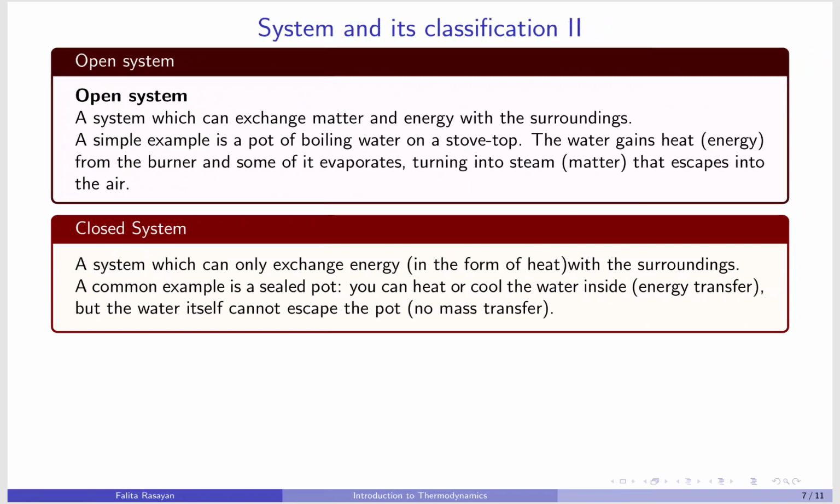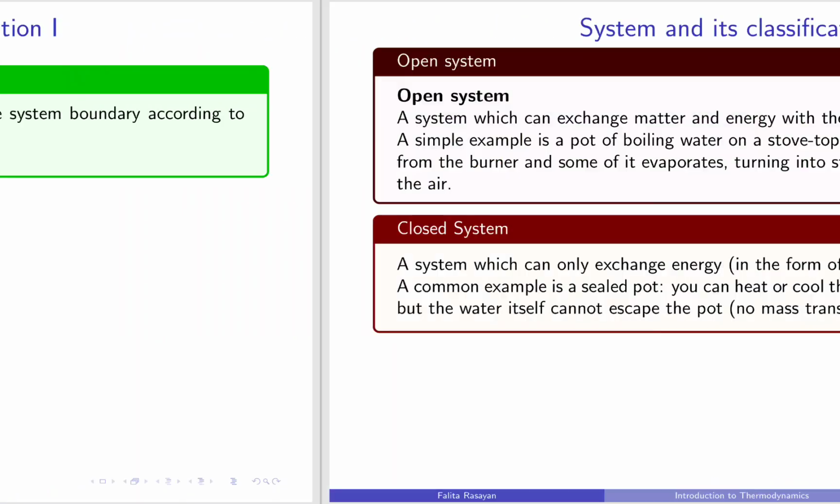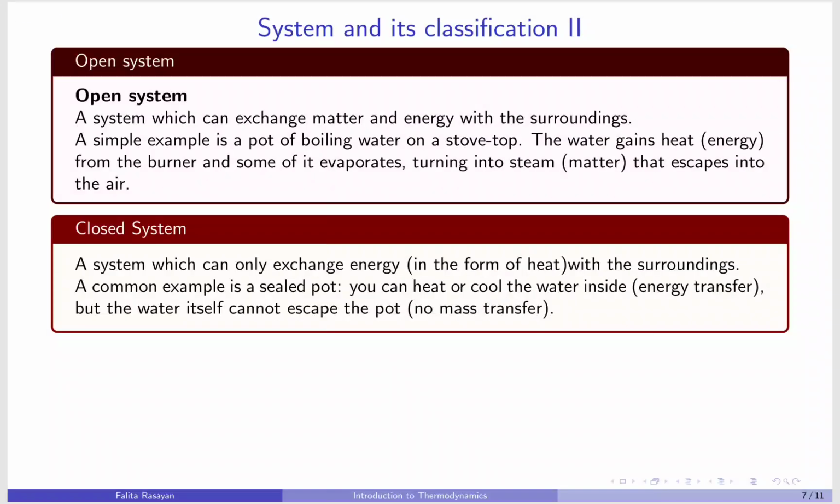Systems are of different kinds. One is the open system. A system which can exchange matter and energy with the surroundings is an open system. A simple example is a pot boiling water on a stove top. The water gains heat energy from the burner and some of it evaporates, turning into steam, which is the matter that escapes into the air.